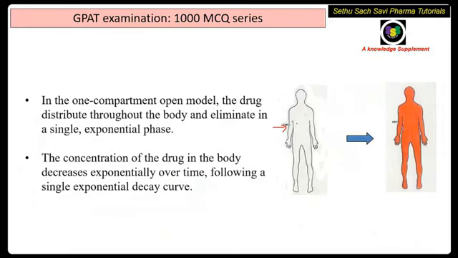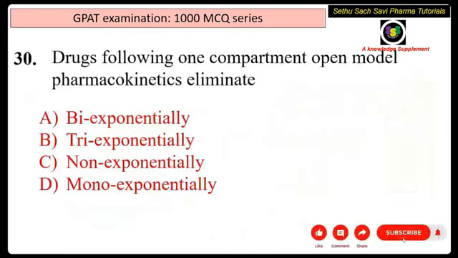Now, when this distributes all over the body, we say that there is a single exponential decay curve that it will follow, which means the concentration of the drug in the body will decrease exponentially over time. Why? Because of elimination, right? And this will follow a single exponential decay curve, right? So that's why, what will be the answer? The answer will be mono exponential. Whenever one compartment open model is coming, the pharmacokinetics eliminates mono exponentially, right?